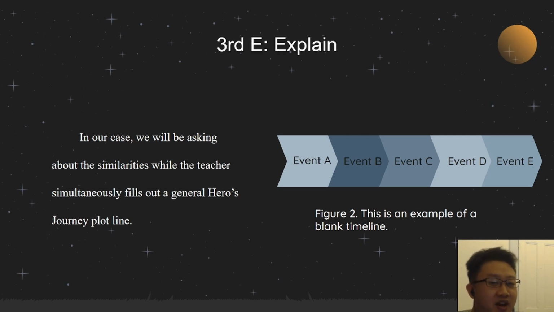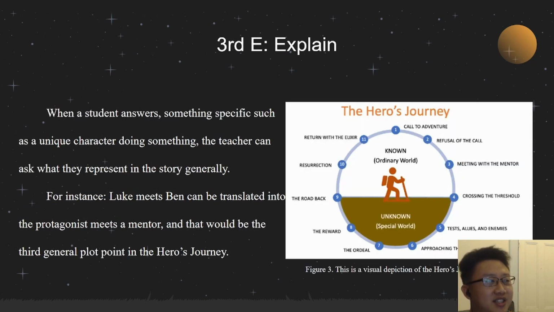So you would replace event A with the first event. If students answer something specific, such as a unique character doing something, the teacher can simply ask what they represent in the story generally. For instance, Luke meets Ben can be translated into the protagonist meets a mentor or teacher figure. As long as it's close enough, then the teacher can use their own description to decide, hey, yeah, this is a part of the general thing we're looking for, and of course that would be the general third plot point in the hero's journey. And this is a visual depiction of the hero's journey.